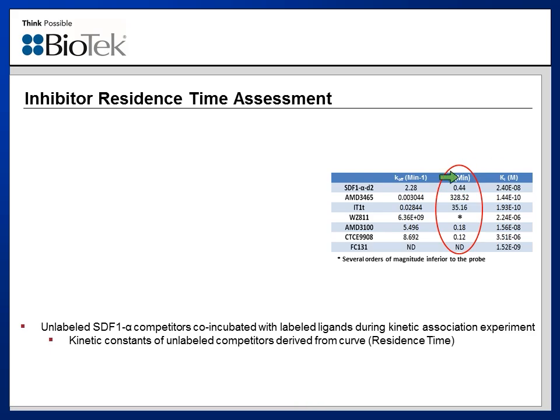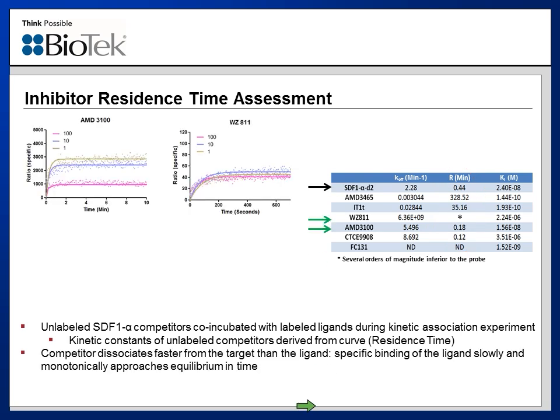As you can see here, the residence time, shown with the values that I've circled in red, was derived by dividing 1 by the K-off value. These values were then compared to the residence time of the labeled ligand, which you see here. From these values, as well as from the shape of the curves for the concentrations of inhibitor tested, qualitative assumptions regarding the constants can then be made.